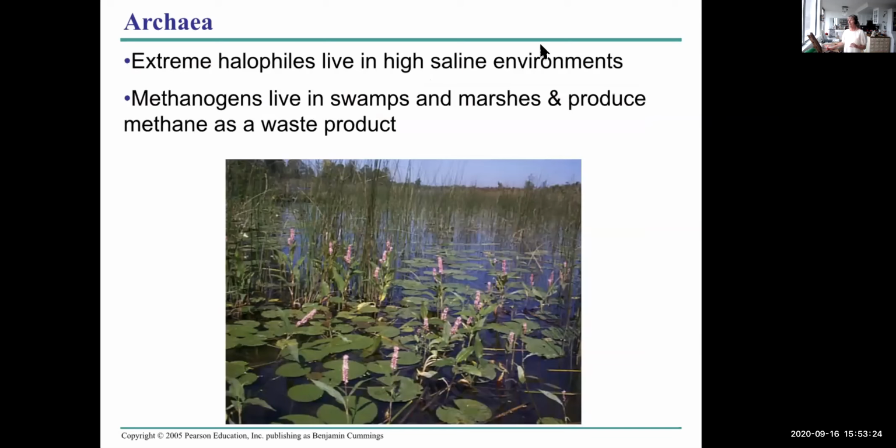Archaea includes some really interesting species that have these amazing capabilities of survival in extreme environments. So the term halophiles refers to individuals that live in a very high saline environment. A methanogen lives in swamps and marshes and produces methane as a waste product.